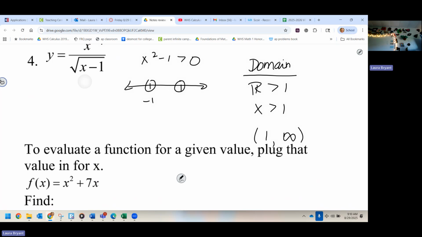Yes, only because it's in the denominator. With a denominator, you can't divide by 0. And that's why we took away the equal to 0 part. We don't actually want it to equal 0 because it's in the denominator. Yep.